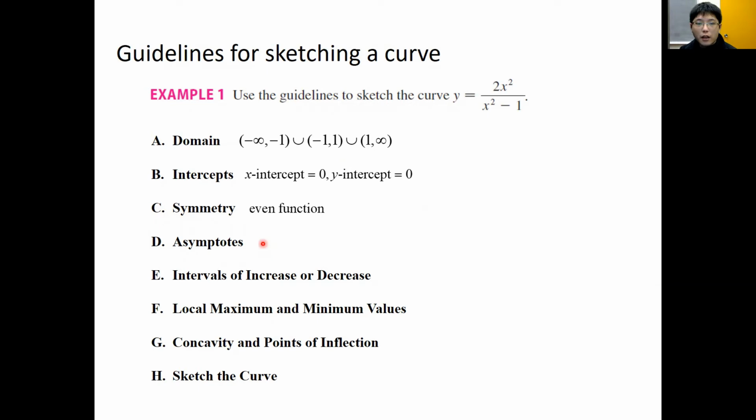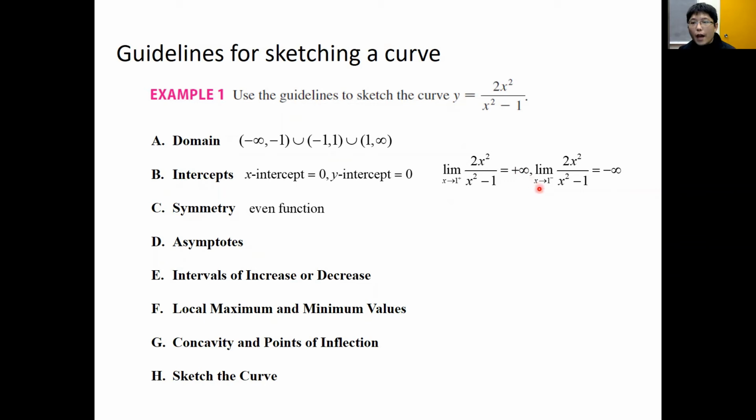Now let's investigate the asymptotes. Let's look at the vertical asymptotes first. Since the denominator equals 0 when x equals 1 and when x is minus 1, it is necessary for us to compute the right-hand limit and the left-hand limit of the function at the point 1. As x approaches 1 from the right, x squared is a little bit greater than 1. So the denominator is a little bit greater than 0, while the numerator is positive. So the limit is positive infinity.